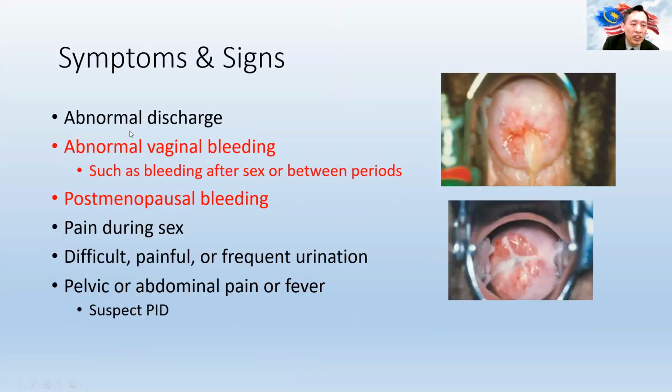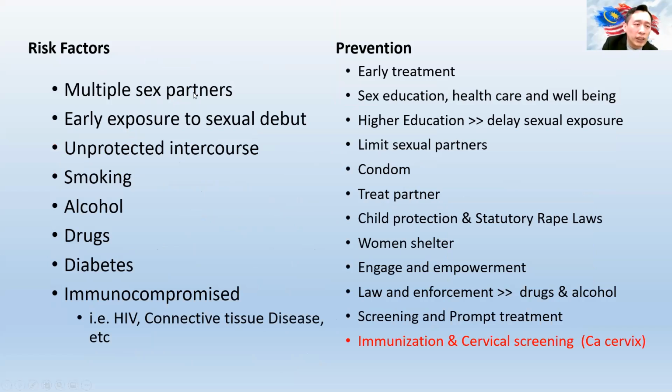Signs: abnormal discharge, vaginal bleeding, intercoital bleeding or intermenstrual bleeding, postmenopausal bleeding, pain during sex, difficult and painful urination. Abdominal and pelvic pain, sometimes fever: you must suspect pelvic inflammatory disease. Here, there's a discharge from the cervix. Risk factors: multiple sex partners, early sexual debut during teenage years, unprotected intercourse, smoking, alcohol, drugs, diabetes, or being immunocompromised.